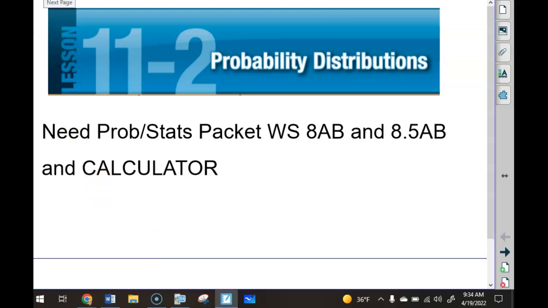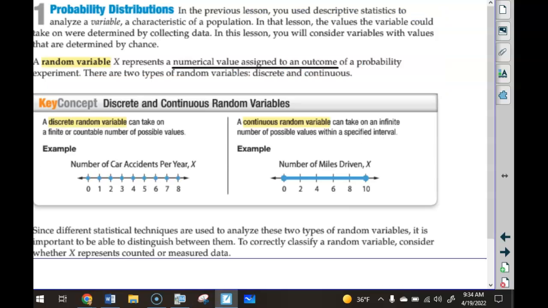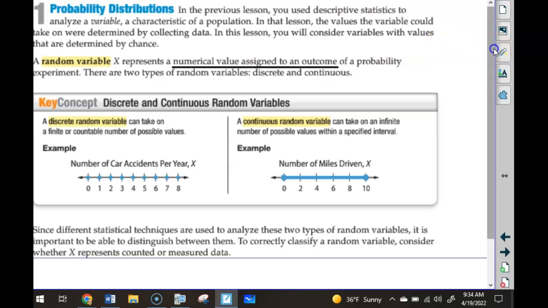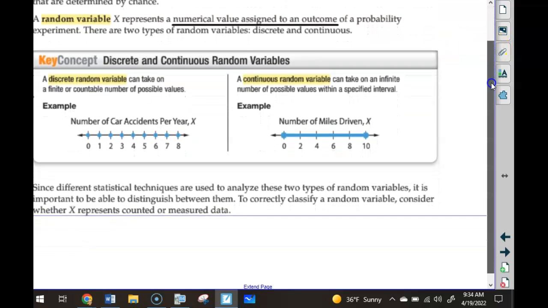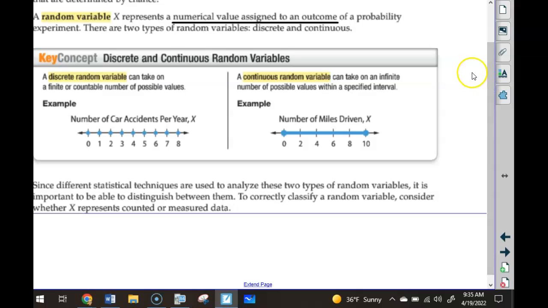All right. So a probability distribution is, well, first of all, we're going to talk about a random variable. It represents a numerical value assigned to an outcome of some kind of probability experiment. So a random variable could represent the number of tails when you flipped a coin 7 times. It could represent a number of anything, okay?